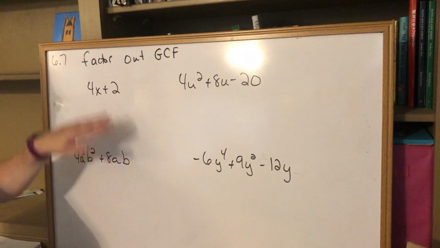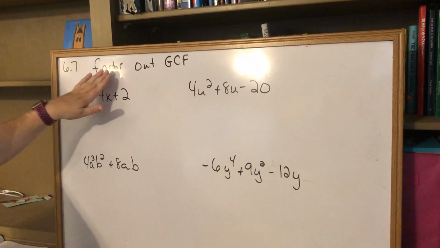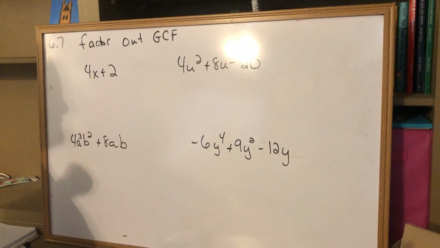We have these polynomials up here, and this is 6.7. We're factoring out the GCF. So that means we're going to divide out the GCF from each term. So the first thing we need to do is find the GCF.